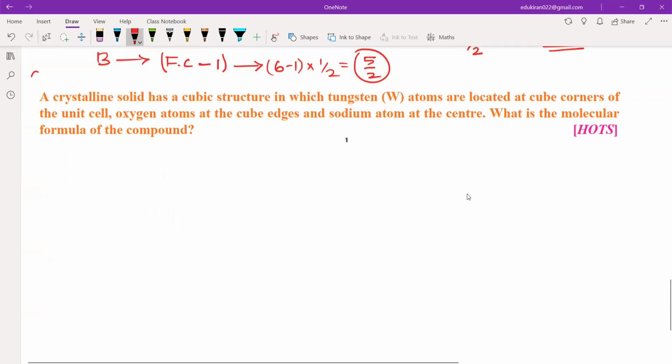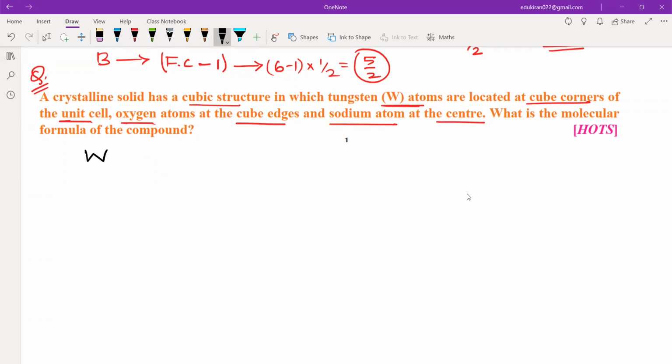This is another question. Now you guys tell me. A crystalline solid has a cubic structure. Don't write anything. In which tungsten W atoms, atomic symbol is W, are located at the cube corners of the unit cell. Oxygen atoms are at the cube edge. Sodium atom is at the center. What is the molecular formula of the compound? So again, we will start with simple W. What is the position of W? Corner. How many corner atoms? 8. Contribution is 1 by 8, which will be equal to 1.